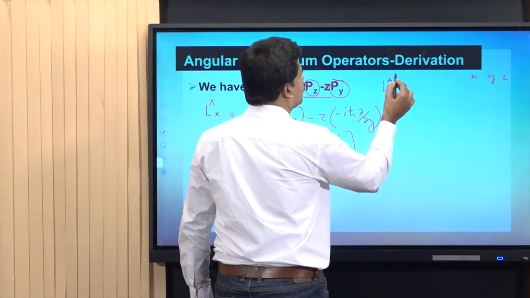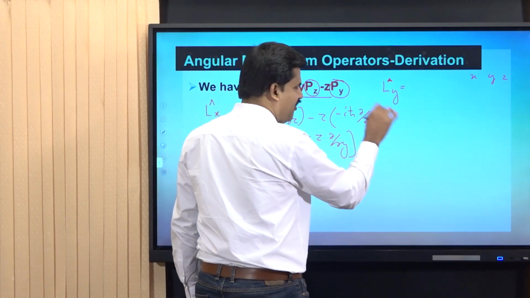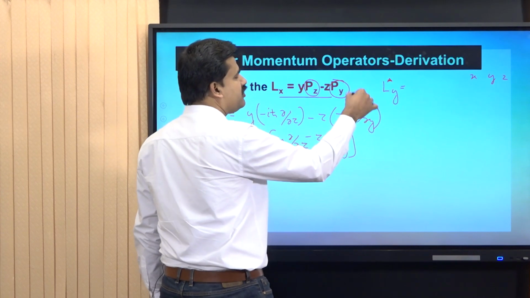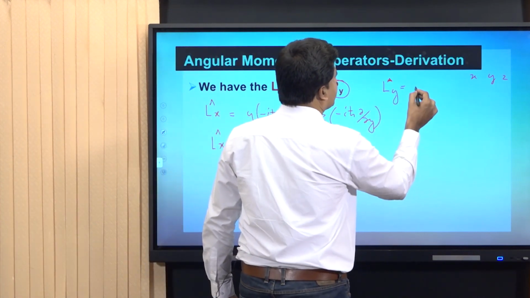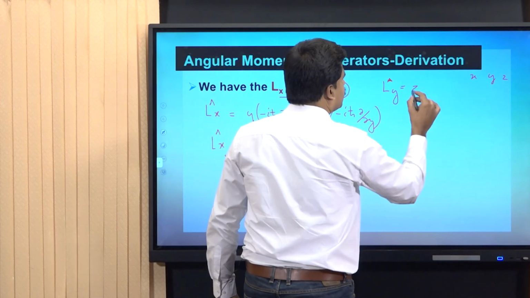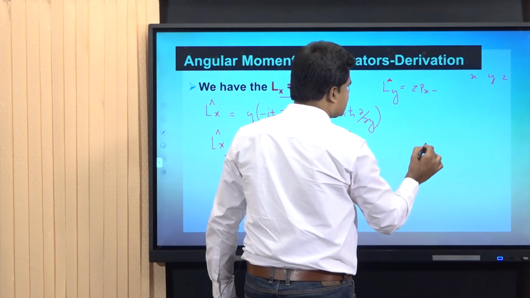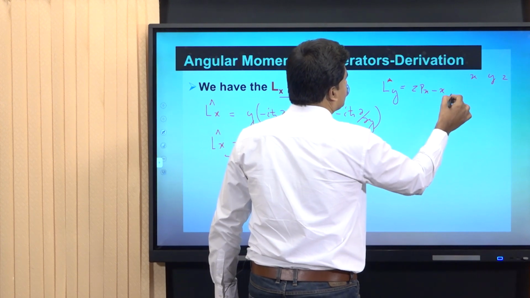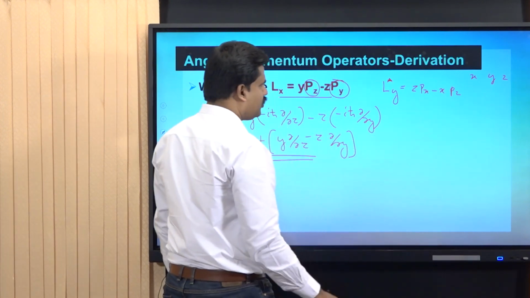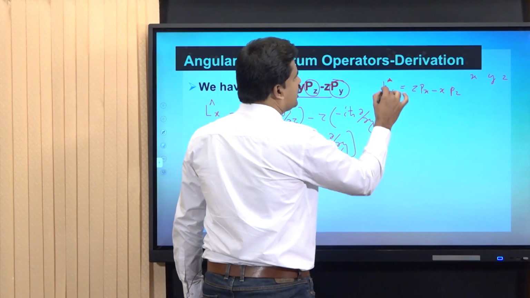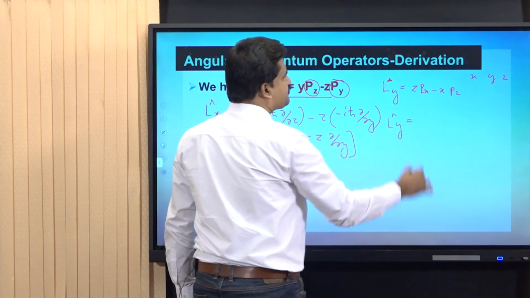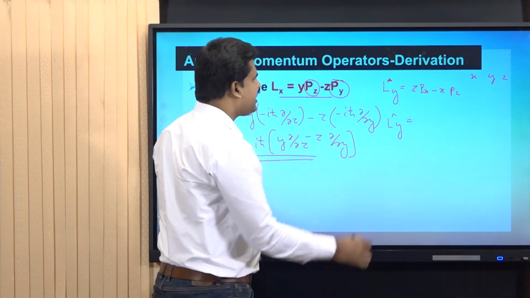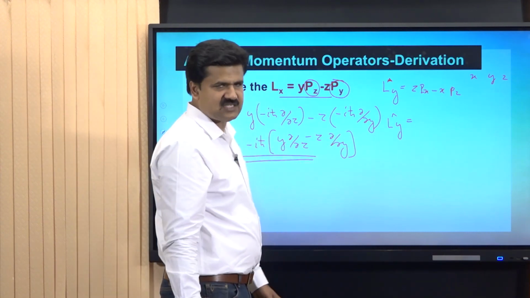So, we are now going to write the expression for Ly. Then only we can move on to its operator. So, Ly is equal to z into Px minus x into Pz. To get the operator Ly hat, we have to replace Px and Pz by minus iħ times the derivatives.